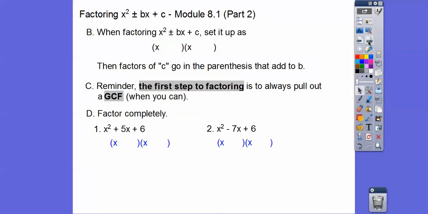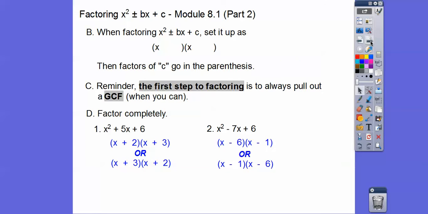Okay, all right, so here we go. Factors of 6 that add to 5 are 2 and 3. So you can put plus 2 here, plus 3 here, or you can put plus 3 here, plus 2 there. It doesn't matter which order you want to put that in. Then over here, factors of 6 that add to negative 7 are negative 1 times negative 6. It doesn't matter if you want to put the negative 6 first or the negative 1 first. These are both the correct answers right there.